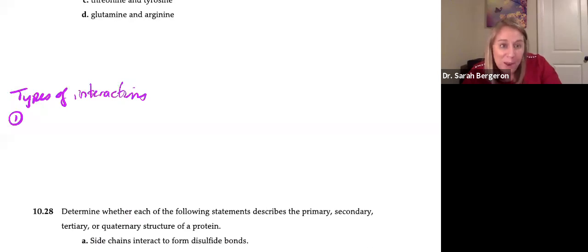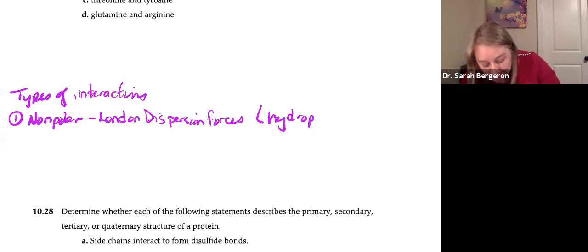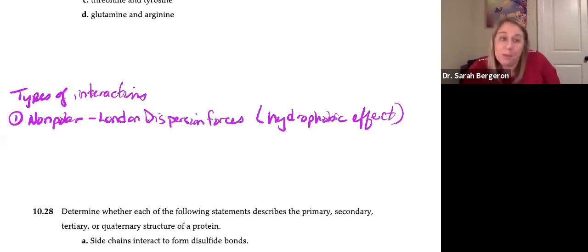So one, if we have nonpolar residues, then these would be London dispersion forces, right? This would be the hydrophobic effect, because they're trying to get away from the water. They're all nonpolar, so they want away from it. So they want to fold inside, and they're going to interact with each other with London forces.